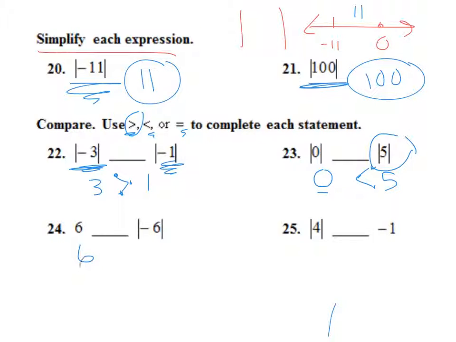This is 6. The absolute value of -6 is 6. These two are equal. This is a 4 and this is a -1. And 4 is greater than -1.